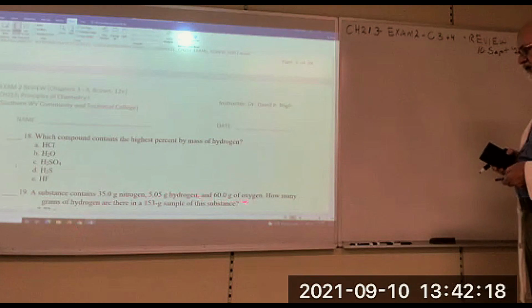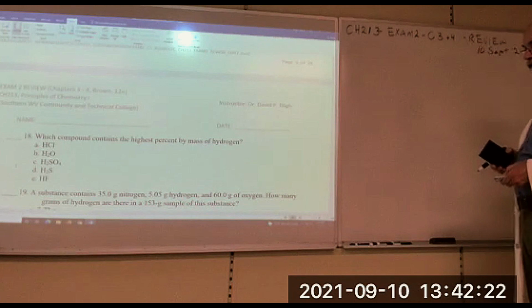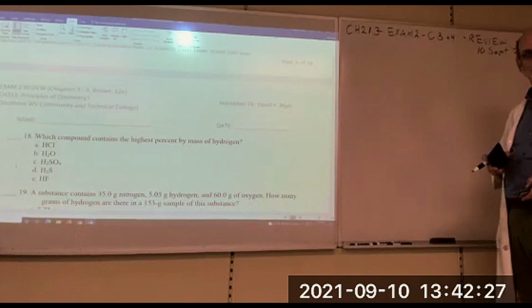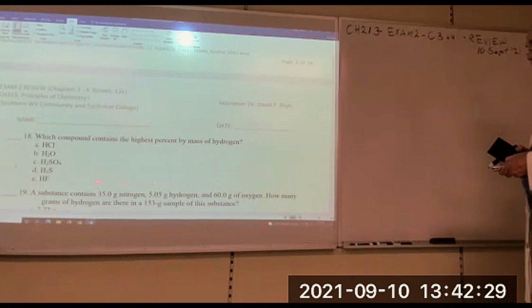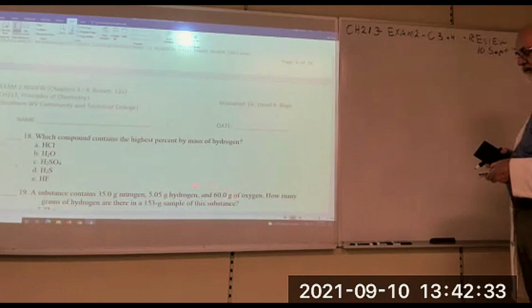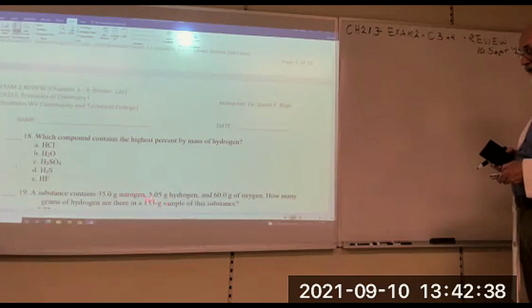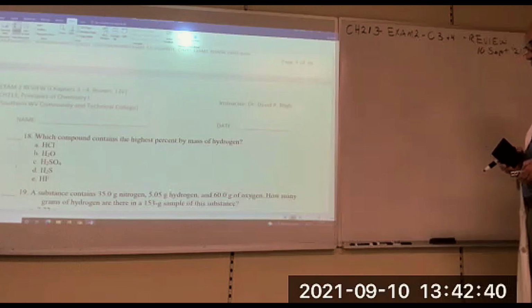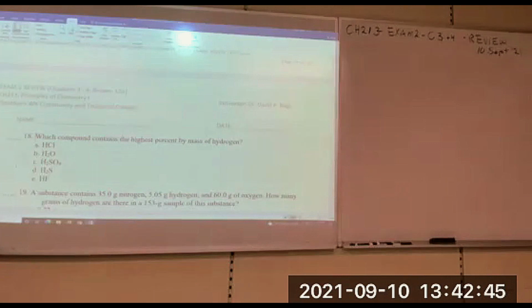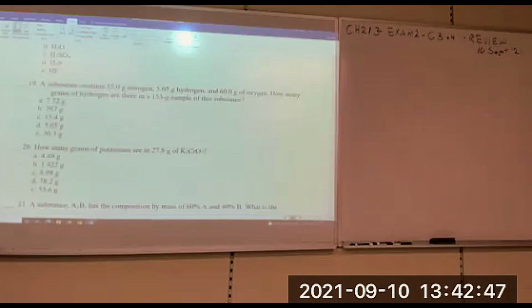Nitrogen, hydrogen, oxygen, how many grams of hydrogen are there in 153? All right, this one right here emphasizes Proust's law of definite composition. This ratio of mass is fixed for a compound. So if you know the ratio by mass, and you have a total mass of a sample, you can find out how many grams of hydrogen there are in that compound.